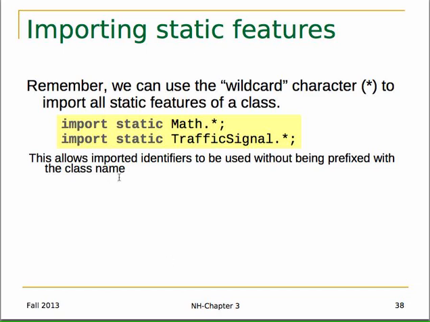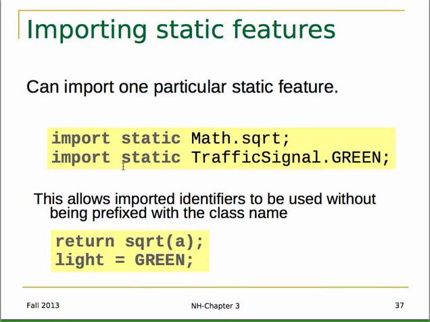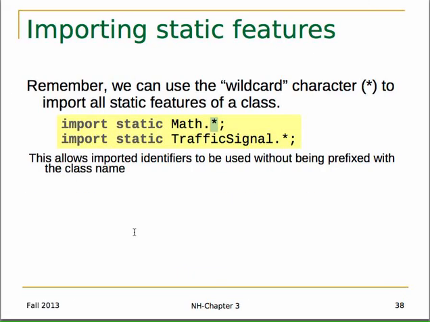And one last thing I want to talk about is that although I don't recommend it all the time, sometimes it does come in handy. We can use the wildcard character to import all of the static features of a class. So you could say import static Math.*, which says this is a wildcard, everything in Math should be imported. So sine, cosine, absolute value, square root, there's a ton of other functions that I can't remember. Those can all be used like you used square root. You can say sine, cosine, anywhere you want. You don't have to say Math.sine anymore.